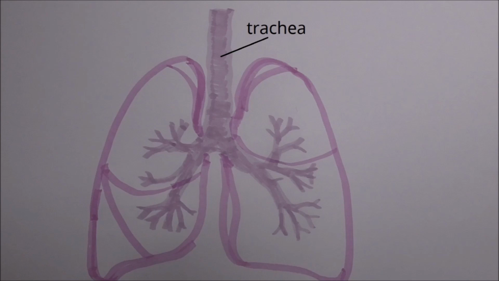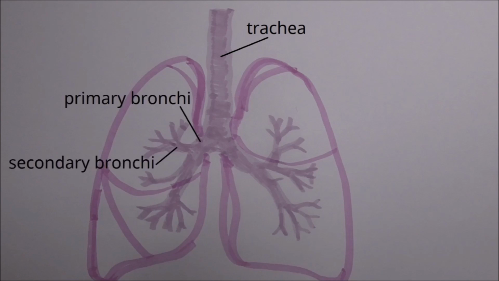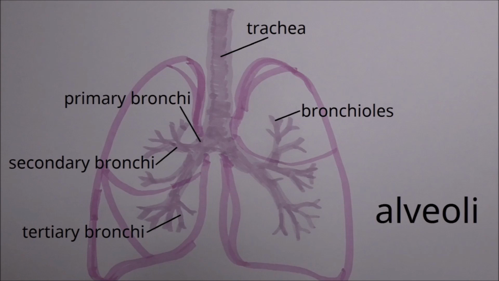So when we breathe, the air travels through a series of tubes, with the first big one being the trachea, which divides into 2 primary bronchi, and each of them divides up into secondary bronchi, which divide up into tertiary bronchi, which break up into bronchioles until we eventually get to the little air sacs at the end called alveoli. Now let's have a closer look at them.